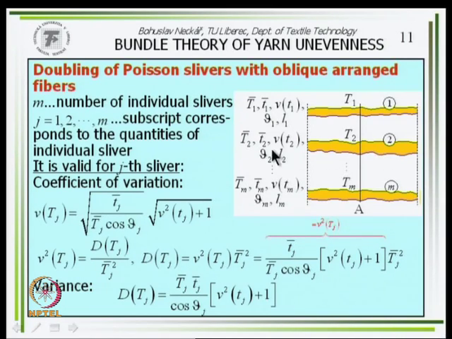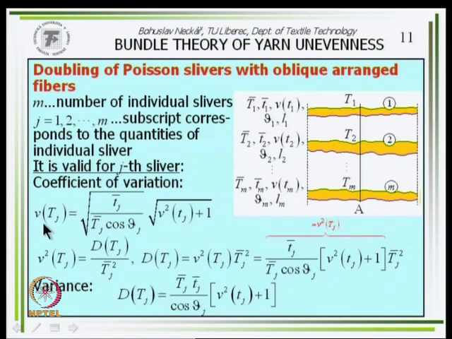Subscript 1, 2, 3, and so on to m. Each sliver has, for example, the first sliver has the mean sliver fineness T1 bar, mean fiber fineness small t1 bar, coefficient of variation of fiber fineness V T1, oblique angle theta 1, and length of fibers L1, and so it is in all slivers.